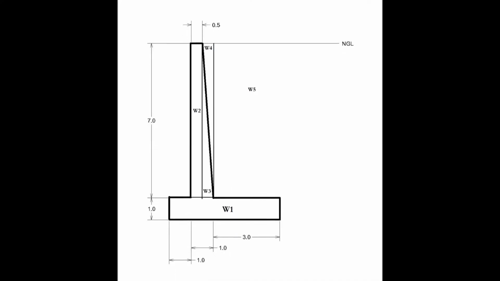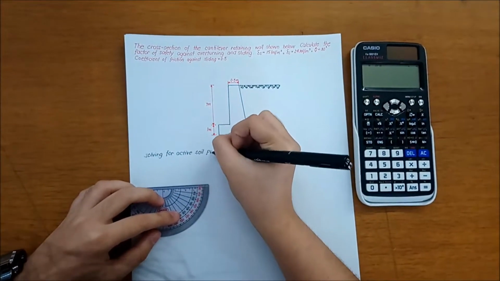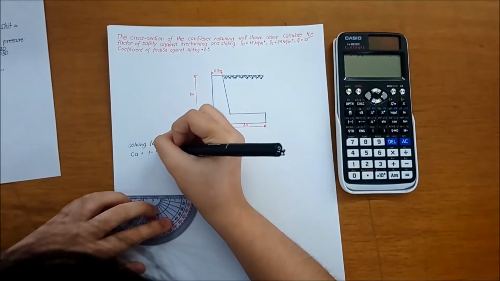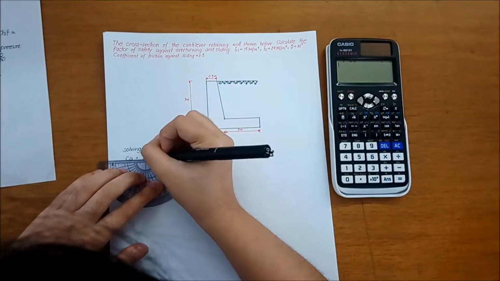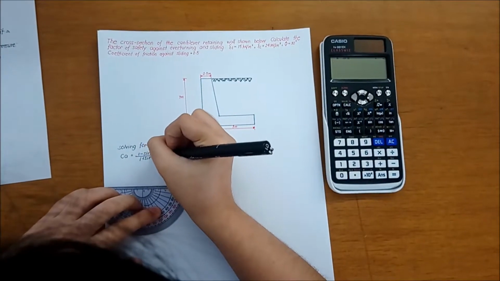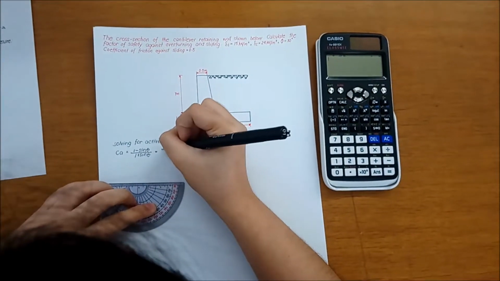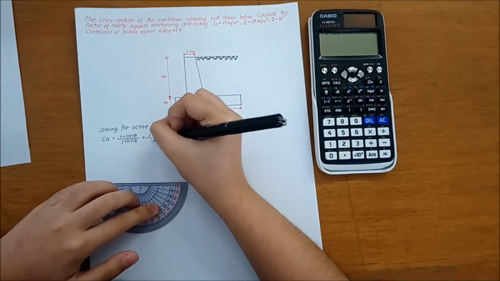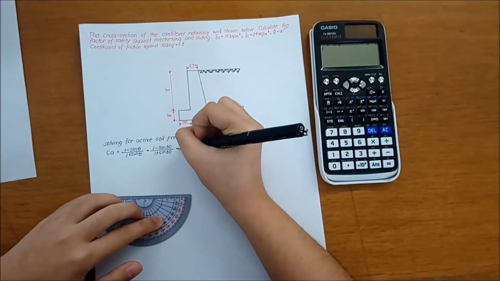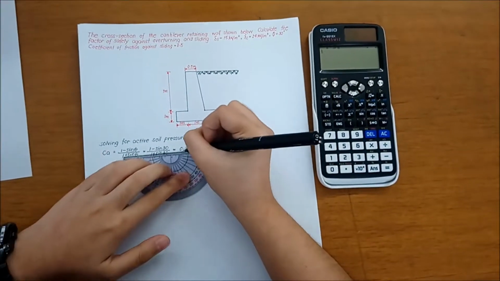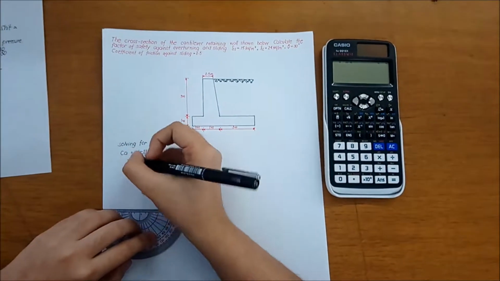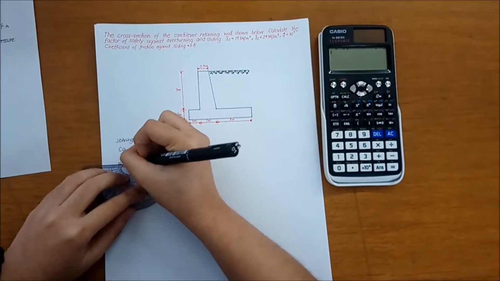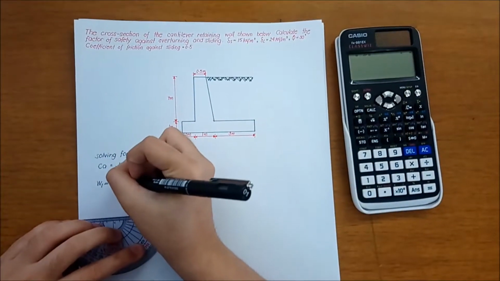First, we will solve for the coefficient of soil pressure. Solving for active soil pressure, we take Ca to be (1 minus sine theta) all over (1 plus sine theta). Theta is 30 degrees, so we will have 1 minus sine 30 all over 1 plus sine 30, which will be equal to 0.33. After solving for Ca, we will now be computing for the weight of the retaining wall plus the soil.